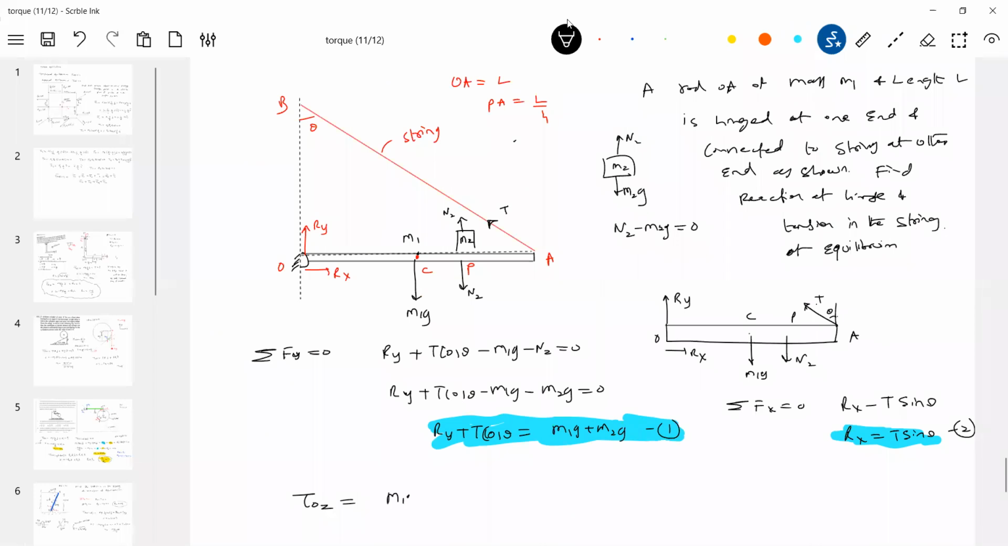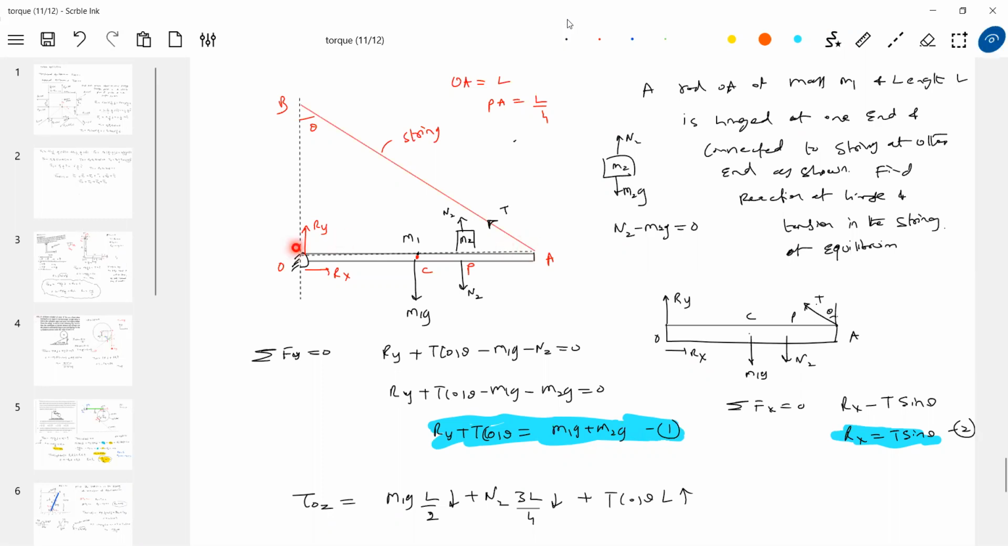Due to weight, M1G times L by 2 should be clockwise. Due to N2 into 3L by 4, clockwise. What about the torque due to tension? How to take that one? T sine theta will act along the rod. T cos theta will act vertically up. Am I right? So therefore, to make the problem simple, T cos theta into L, anti-clockwise.